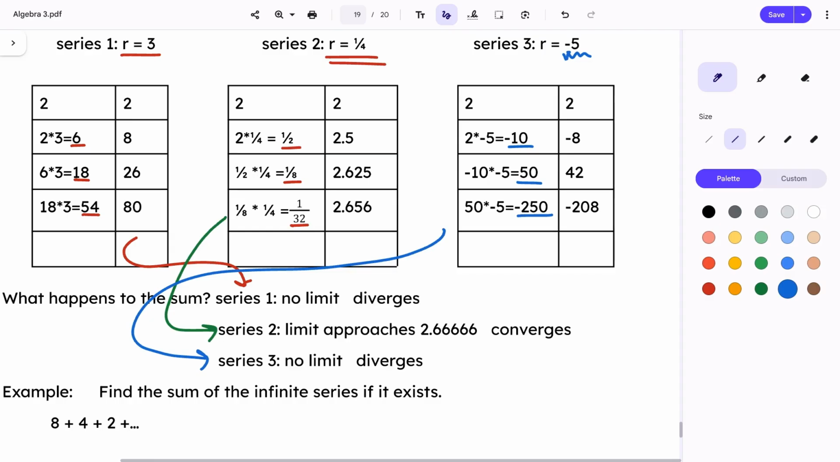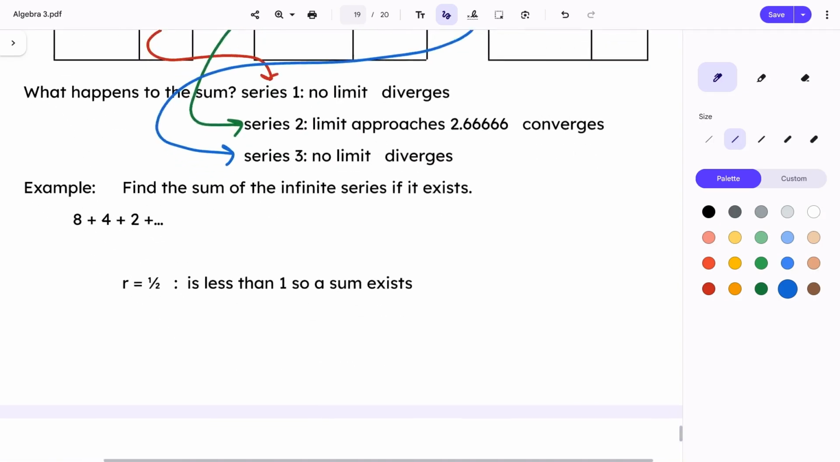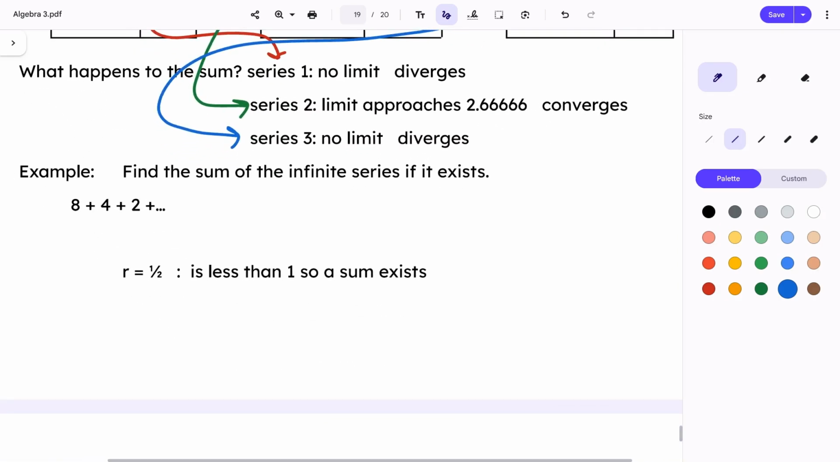Okay, so let's do an example here together. I want to find the sum of the infinite series if it exists. So only if it has a ratio that's less than 1. So I'm going to look at my numbers. I've got 8, 4, 2. Remember, to find your common ratio, to find your R, you put the second term over the first term. So 4 over 8, how would that reduce? 1/2. Okay, so that's what they have here. They're saying R is 1/2.